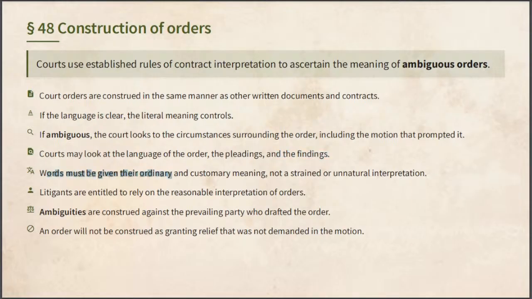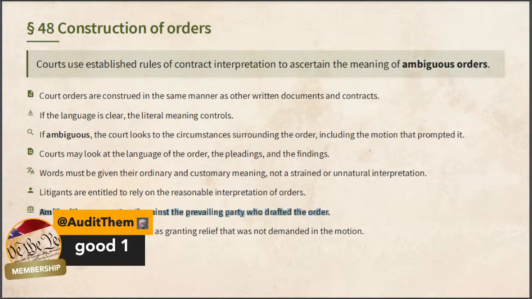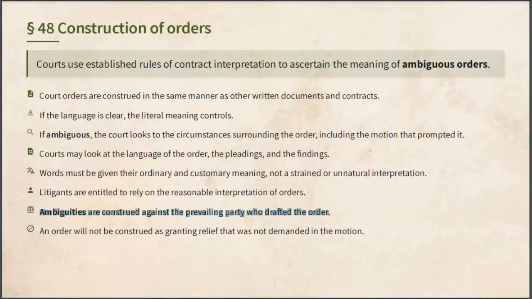Words must be given their ordinary and customary meaning, not a strained or unnatural interpretation. Litigants are entitled to rely on the reasonable interpretation of orders. Ambiguities are construed against the prevailing party who drafted the order. Okay, key one right there. The ambiguities are construed against the prevailing party who drafted the order. Indeed, that's a real good one there.